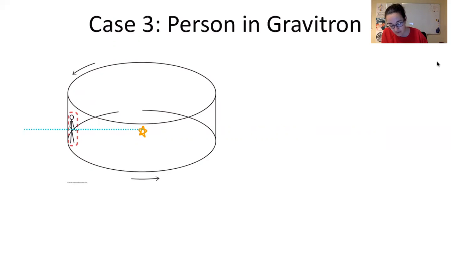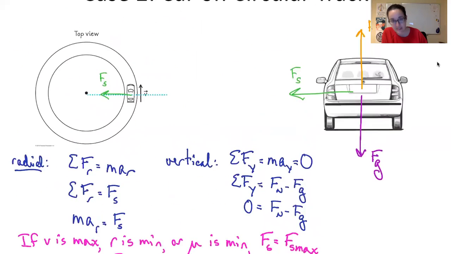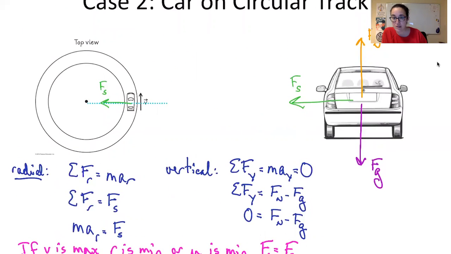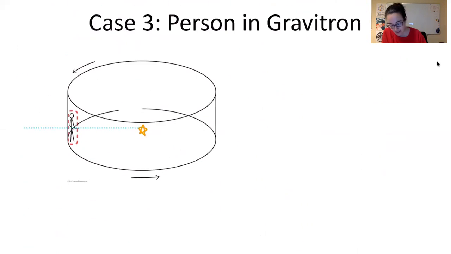The normal force, so it's the same 3 forces as for this car, but they rotate kind of. So Fg, of course, is still straight down, or mg. I'm going to switch to mg.